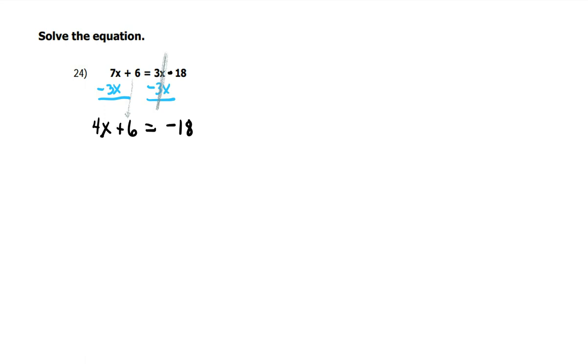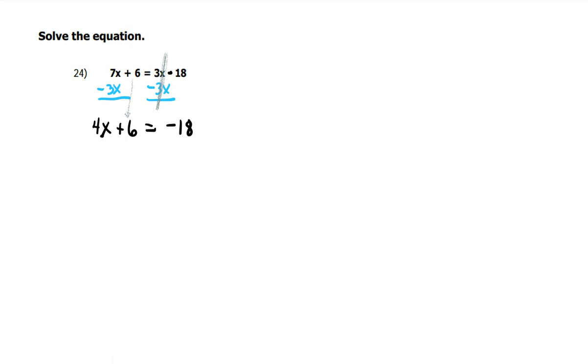And so now I've gone from an equation with 4 terms, 2 on the left, 2 on the right, down to an equation with just 3 terms, and this one looks similar at this point to number 23. I call this a two-stepper because I've got 2 steps left. I got to get rid of that 6 and I got to get rid of that 4.